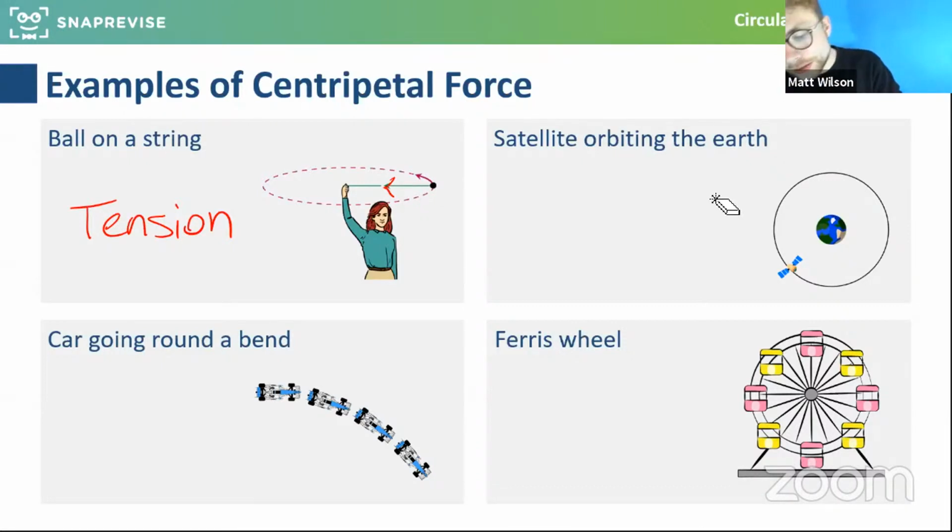Gravitational force. Perfect. Absolutely right. There is a gravitational attraction between the satellite and the Earth, and that provides the centripetal force. Gravitational. Perfect. Okay, I really like the bottom left example. What is the centripetal force when a car is going around a bend?